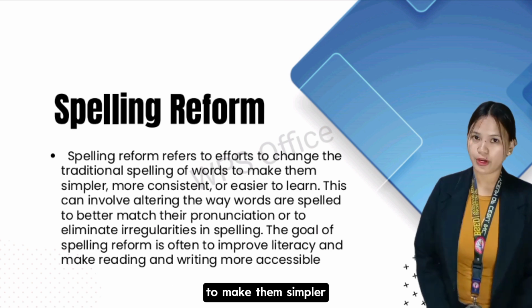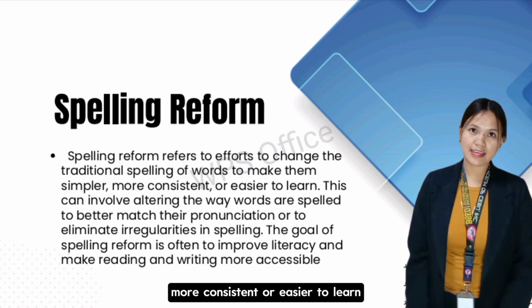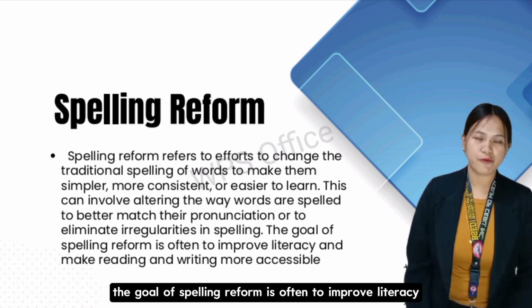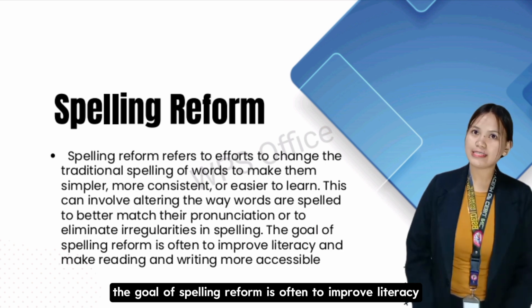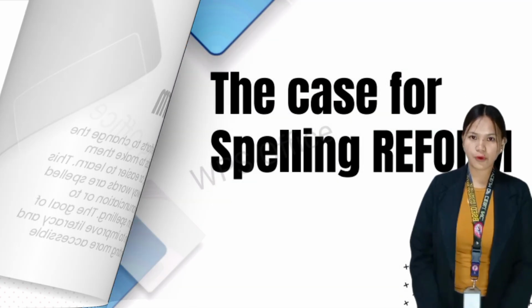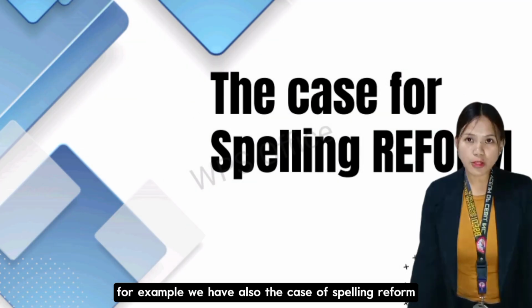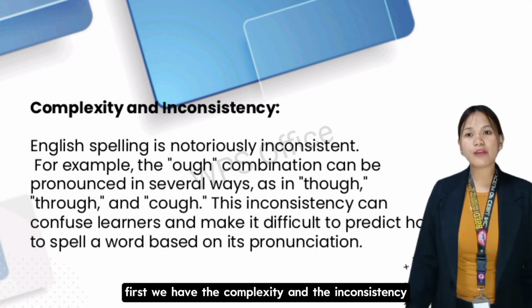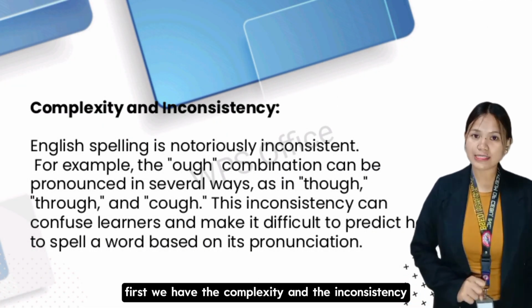to make them simpler, more consistent, or easier to learn. The goal of spelling reform is often to improve literacy and make reading and writing more accessible. For example, we have also the case of spelling reform. First, we have the complexity and the inconsistency.